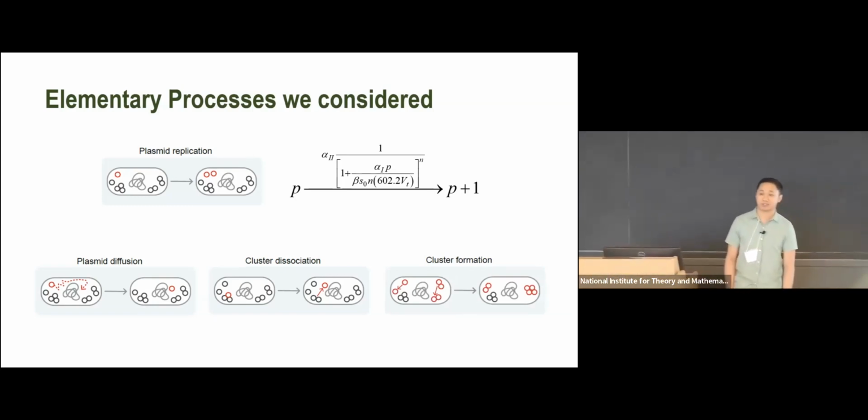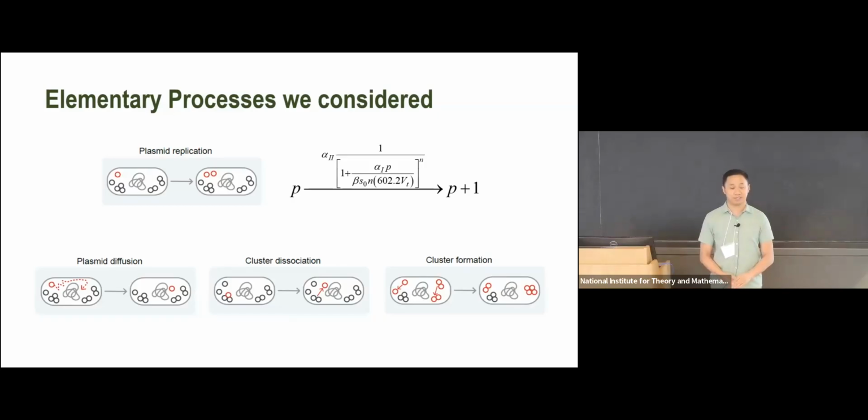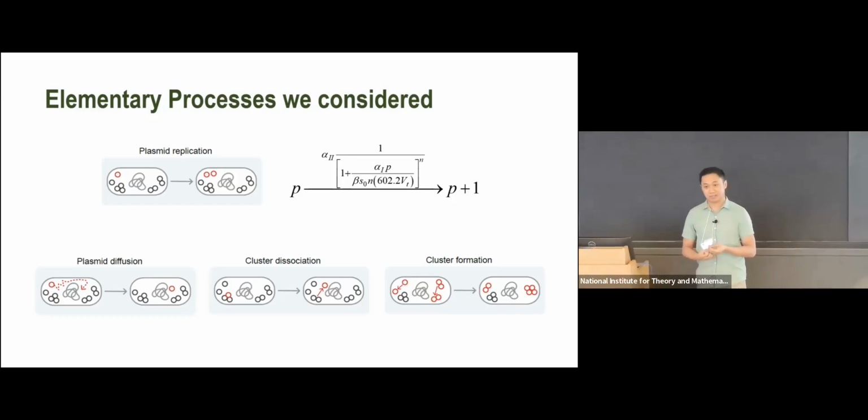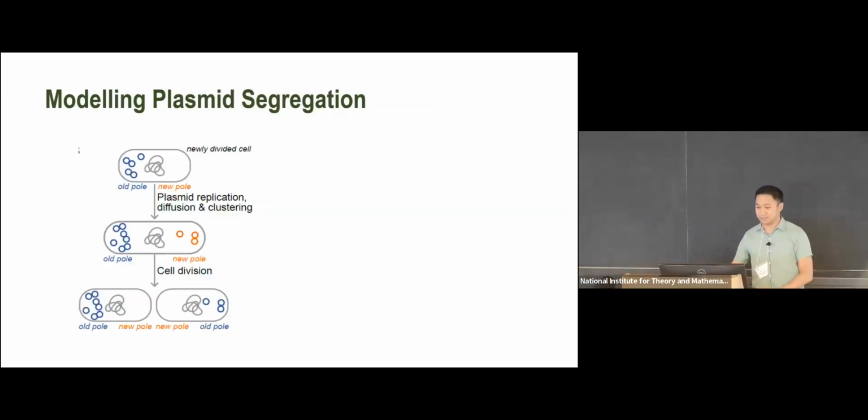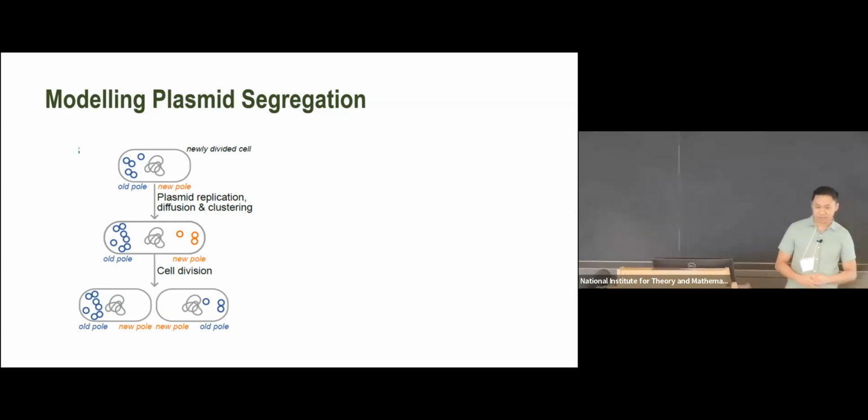So cluster formation can happen in two ways. You've got two clusters combining, or two free plasmids combining. So you would imagine that clustering and diffusion now would control the mechanisms of plasmid loss. The plasmid loss now could be affected by these two, or essentially by all four elementary processes.